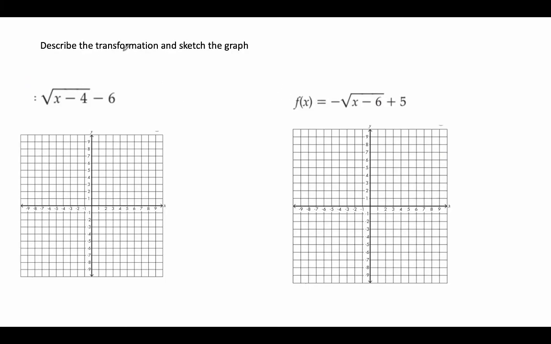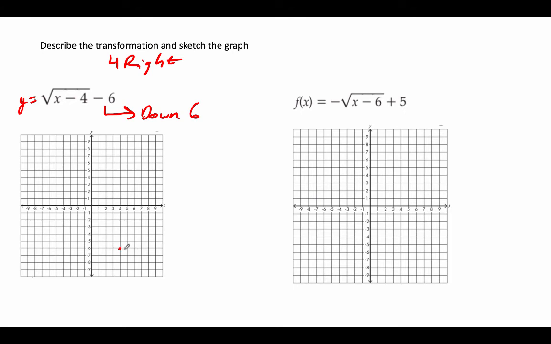Describe the transformation and sketch the graph. Okay, this should be y equals x minus h. So this is 4 right. It's always going to kind of be the opposite. And then this is -6. This is down 6. So I'm going to go 4 right and down 6. And I'm going to put a point. And that would have moved this one off of it.